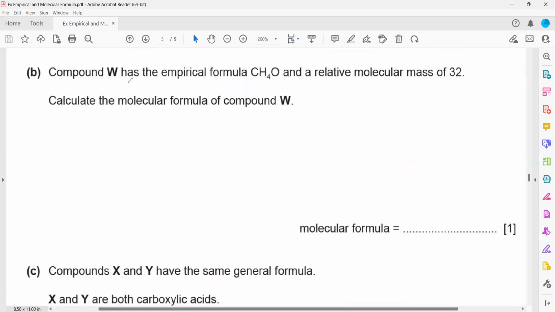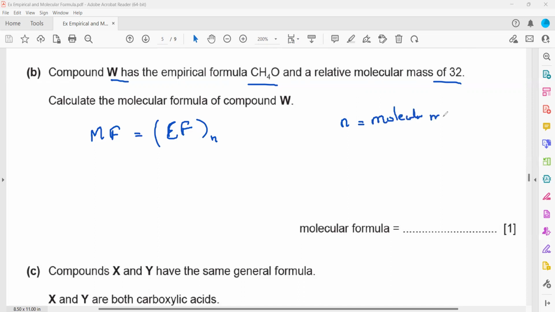Then compound W has an empirical formula of CH4O, and the relative molecular mass is 32. What is the molecular formula? If you want to work out the molecular formula, it is empirical formula multiplied by n. And what is n? n is the molecular mass divided by empirical mass. Molecular mass is 32. How to work out the empirical mass? Empirical mass is always from the empirical formula.